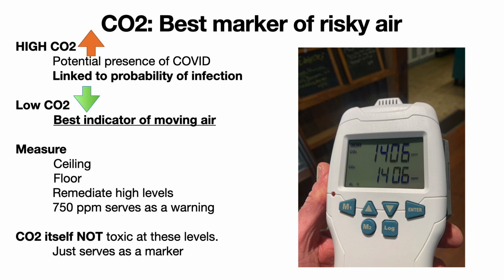A low CO2 is the best indicator of moving air. So when we were in your classrooms and we saw a low CO2, we said, there's good ventilation here. In several of them, all of them now, we've gone back in, we've opened windows top and bottom and doors. And again, we can get a low CO2 reading, which is the best indicator of moving air.